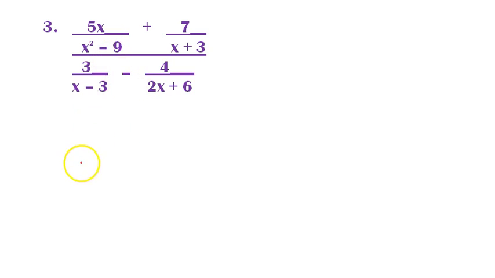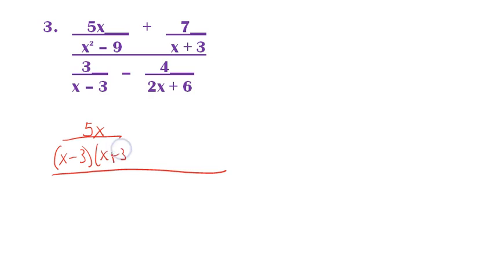And so I'm going to rewrite this fraction, but I'm going to factor everything. So I have 5x. This is a difference of perfect squares, so I have x minus 3, x plus 3, and then I have plus. This one didn't change because you can't factor that. And this one down here didn't change.